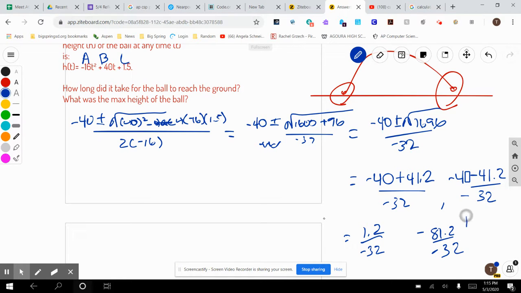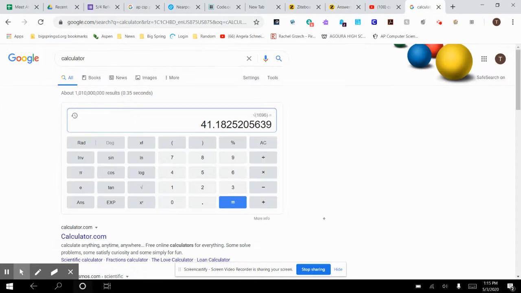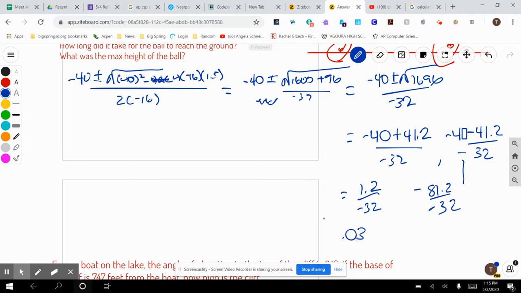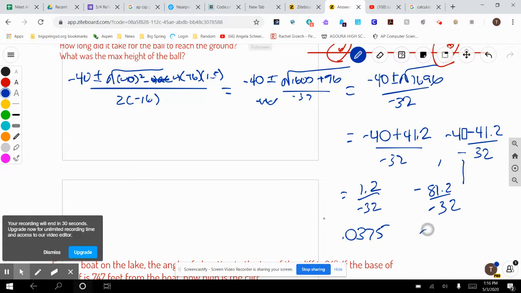So that would be 1.2 over negative 32, and that would be negative 81.2 over negative 32. So if I scroll down a little bit further, 1.2 divided by 32 is 0.0375. And then 81.2 divided by 32. Now I'm not putting in the negatives because I know a negative divided by a negative is a positive.